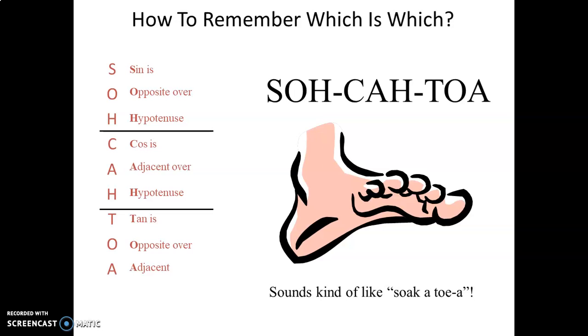Okay, let's begin where we always have to begin when we're talking about trigonometry, and that is SOHCAHTOA. Just a reminder, sine of an angle is opposite over hypotenuse, cosine is adjacent over hypotenuse, tangent of an angle is opposite over adjacent. All right, let's get started.